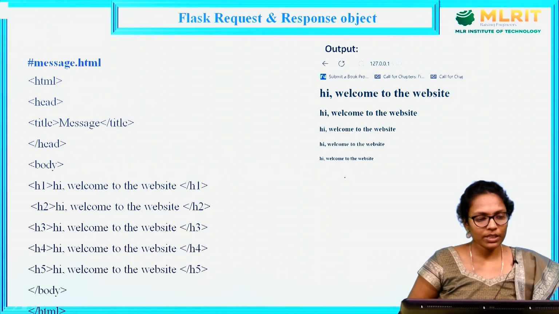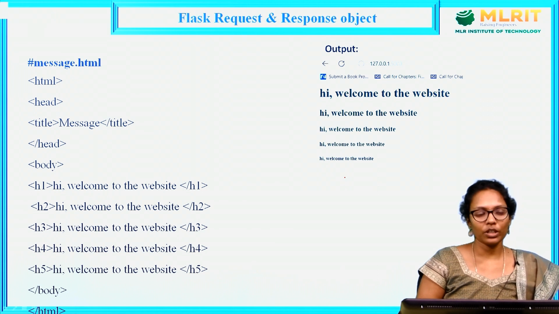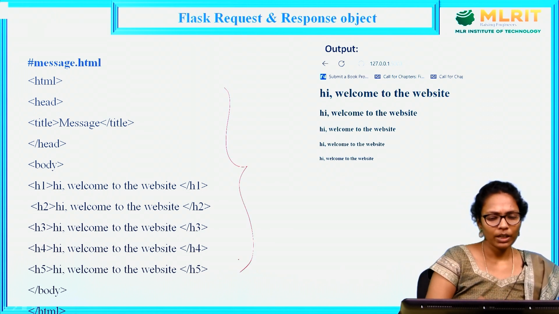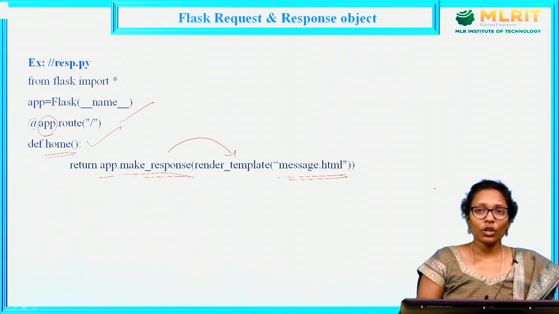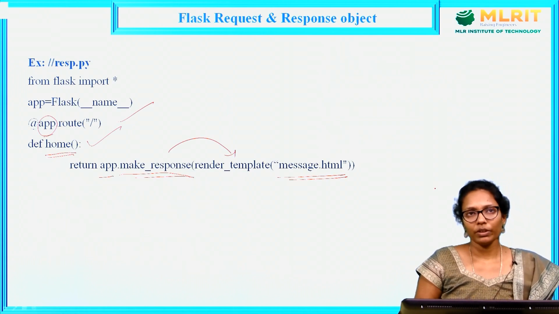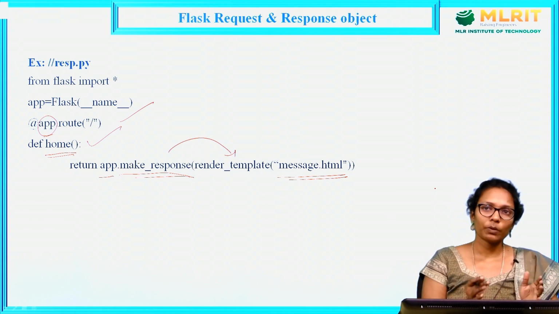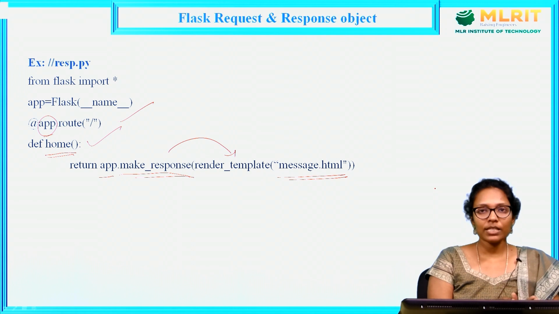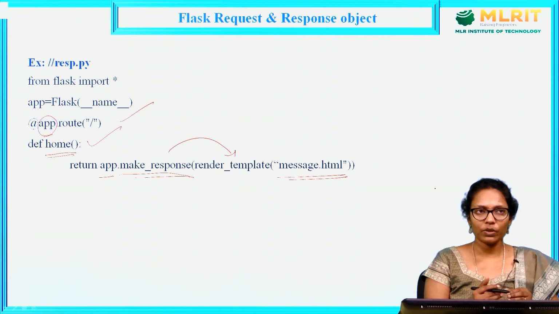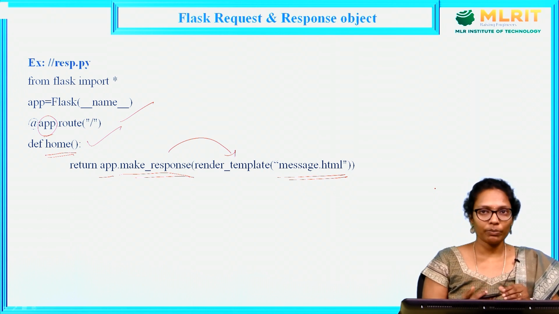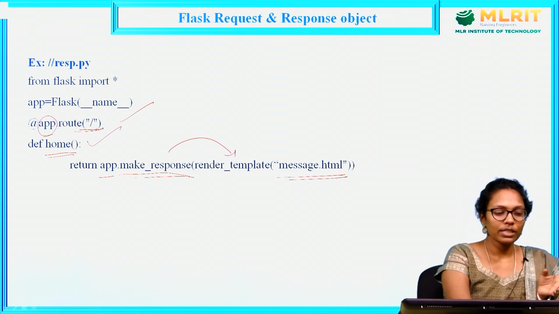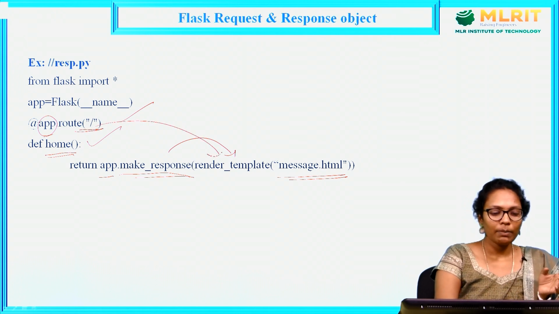So what is this message.html? This is a simple HTML file where it is displaying different types of headings. Here, of course, you're not taking any form data, so we are not displaying the response to any request. You may combine request and response objects in the same program, but this is a different program. Here, I'm not taking any form data from the user. Of course, I'm getting the request, but it is a simple request, and I'm simply generating the response.